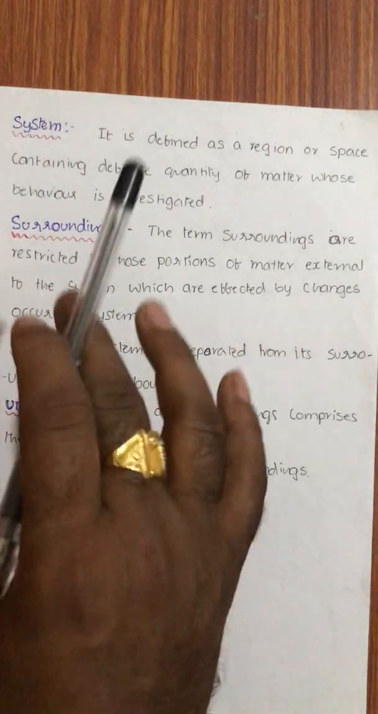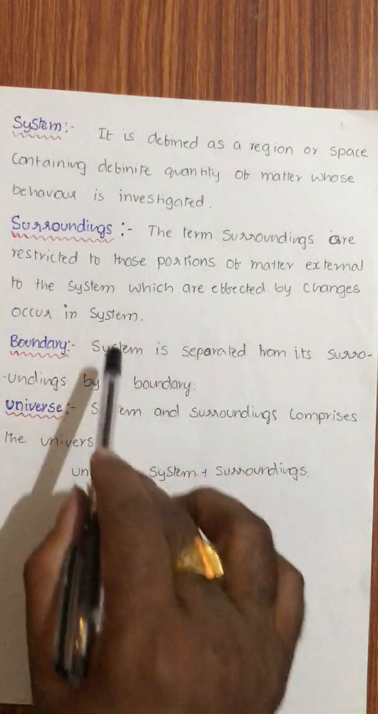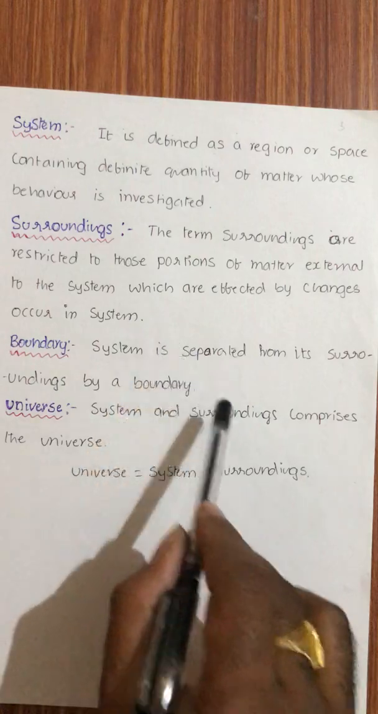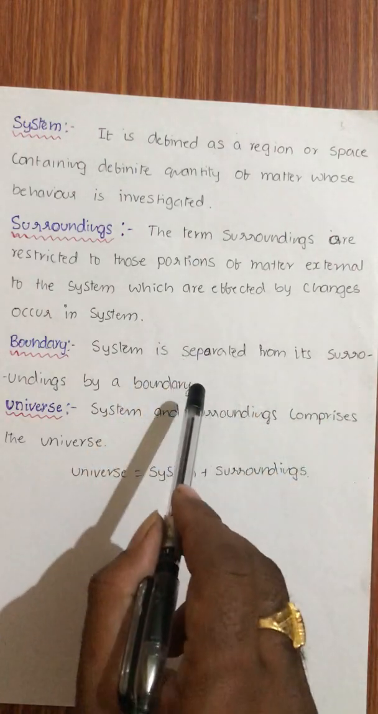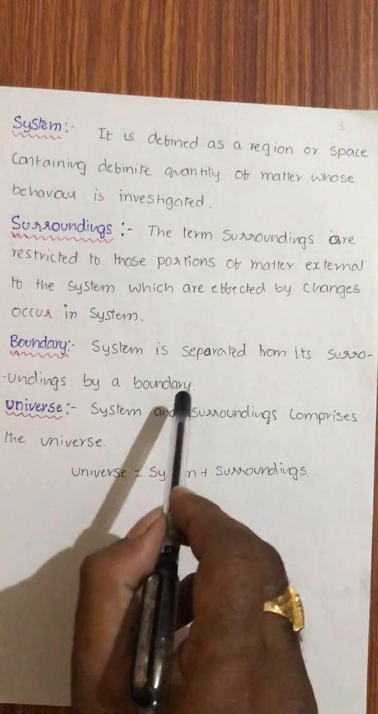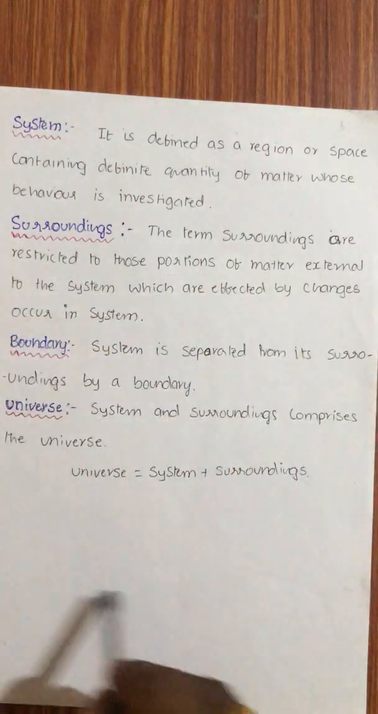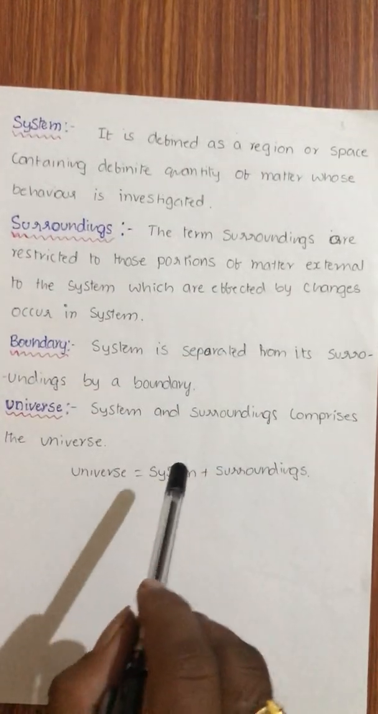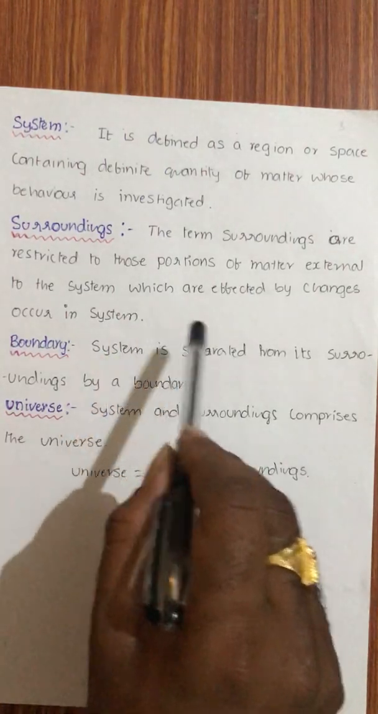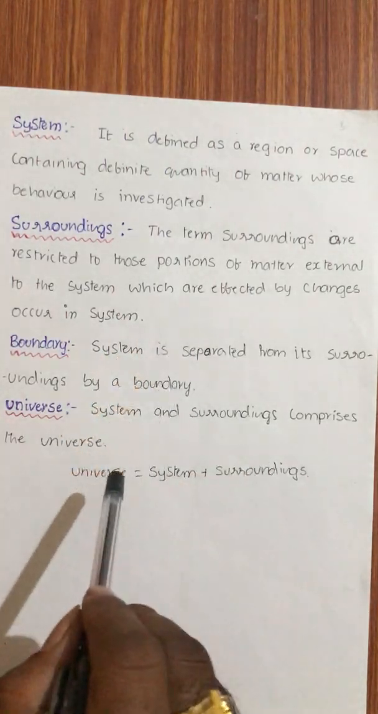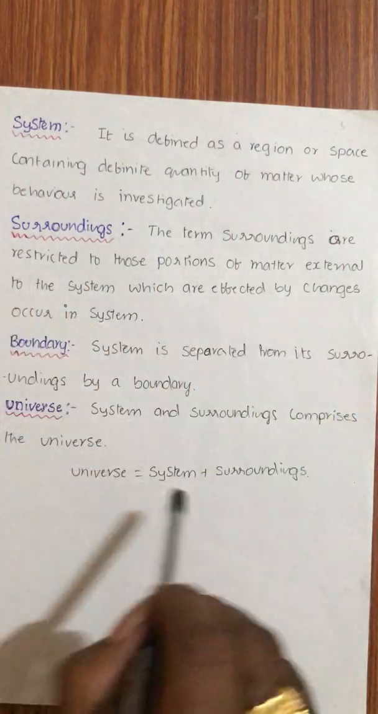For example, if there is a furnace here, and I consider that furnace as the system, only up to some extent of distance can the heat be identified. That means we can sense or feel the heat from the furnace only up to some extent of distance. This radius of distance we consider as the surroundings of that furnace. If the furnace is the system, only up to some distance can we feel the heat from the furnace. That distance is called the surroundings.